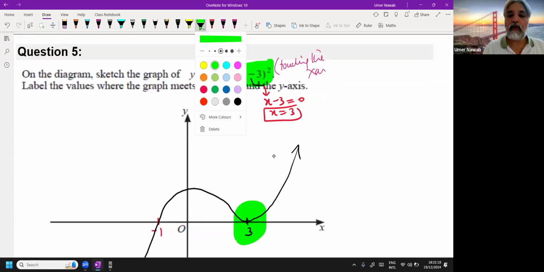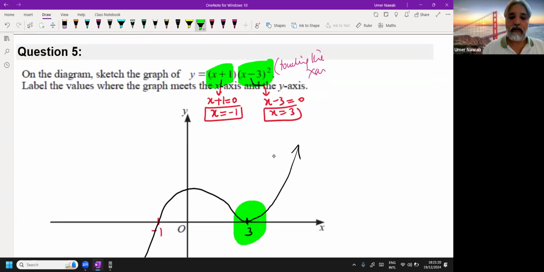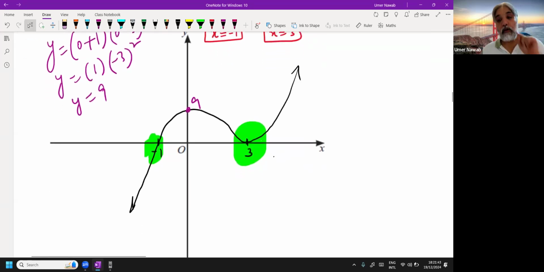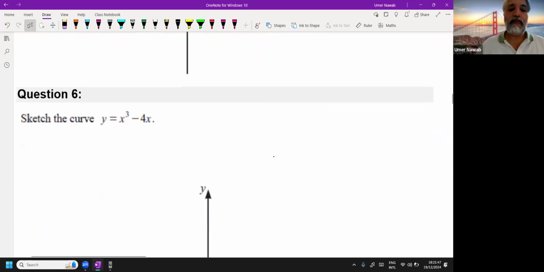However, x plus 1, and when I write it here, -1. The only point which is left here, how to write the y coordinate. Guys, you remember to find the y-intercept, we need to put x is equal to 0. So y is equal to 0 plus 1 and 0 minus 3 whole squared. Y is equal to 1 and -3 whole squared. So y is equal to 9. So this is 9. Now this will give you full 3 marks in the exam.